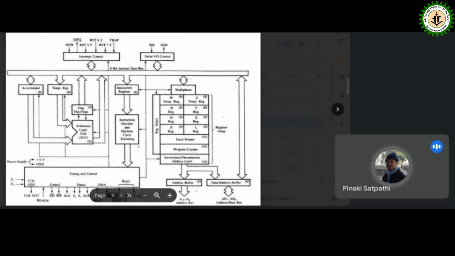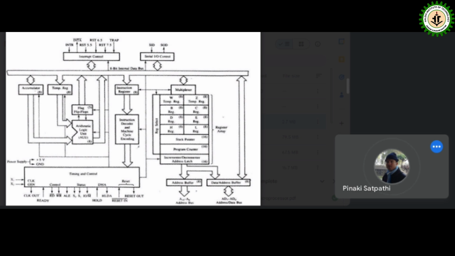This is basically the functional block diagram of the 8085 microprocessor. If we see, our first block is the accumulator. What is an accumulator? Accumulator is basically an 8-bit register. During some arithmetic and logical operations, one data is placed in our accumulator. After the ALU operation, the result is placed in the accumulator.